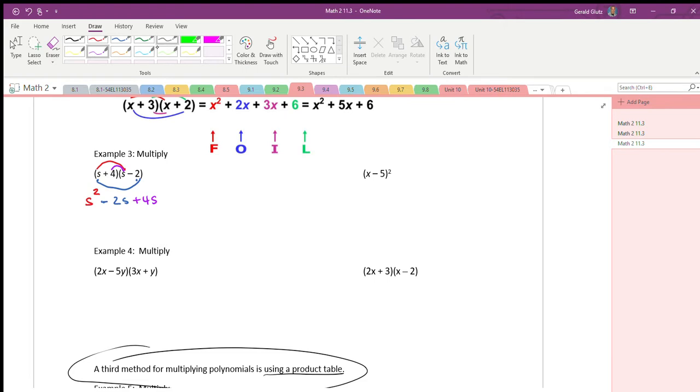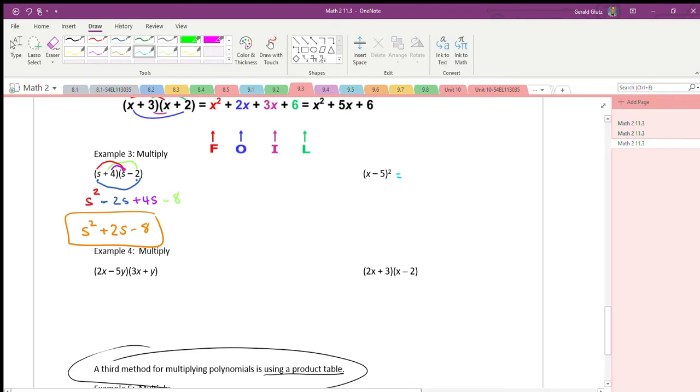And then finally the last. So the last number in the first binomial is 4. The last number in the second binomial is negative 2. So 4 times negative 2 is negative 8. So then we just combine like terms. So s squared, negative 2s plus 4s is plus 2s, and then minus 8. So this way is a little bit shorter than using the distributive property, but if it doesn't make sense to you, then don't do it.